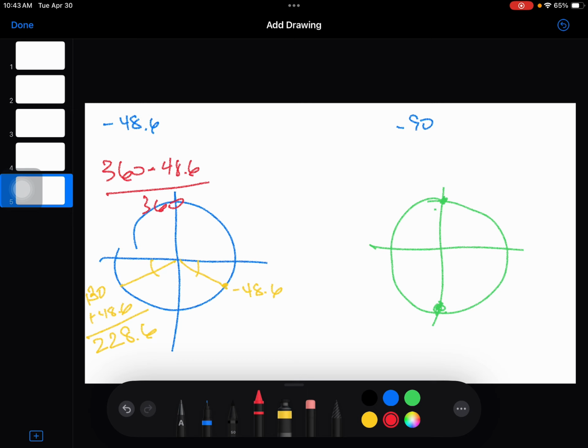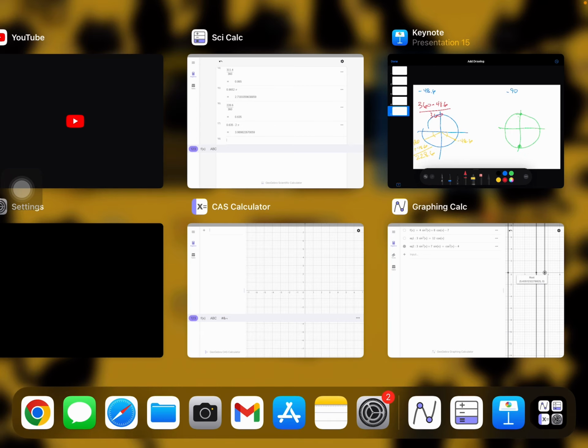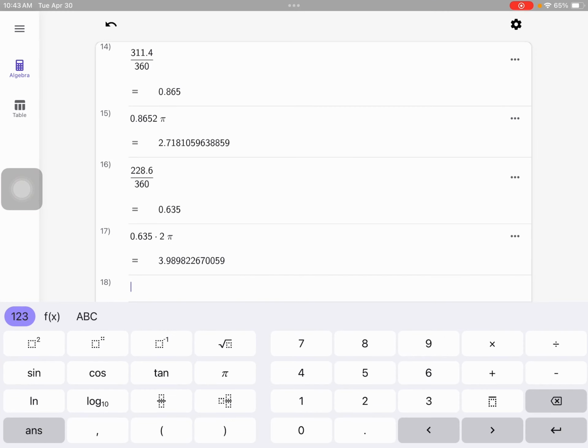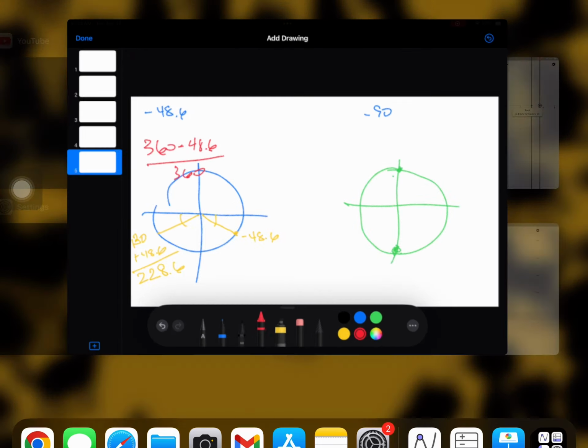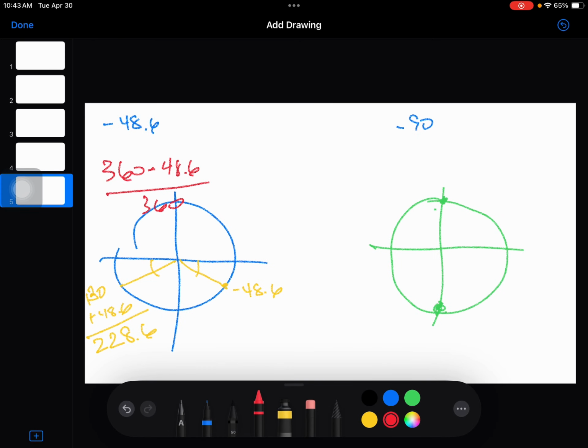Negative 48.6, that's this number of degrees here. Let's go back and, oh, I multiply this by pi, look at that, times 2 pi, 5.43. That's where it's at. So the more steps and the more human stuff that goes on here, the less likely everything is to work out.